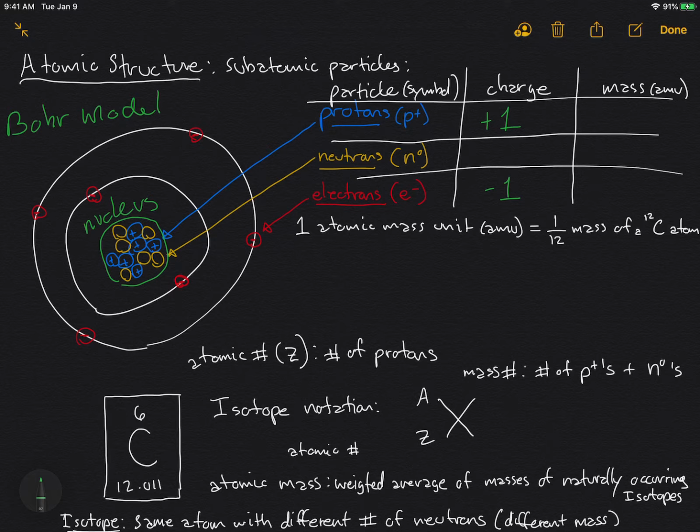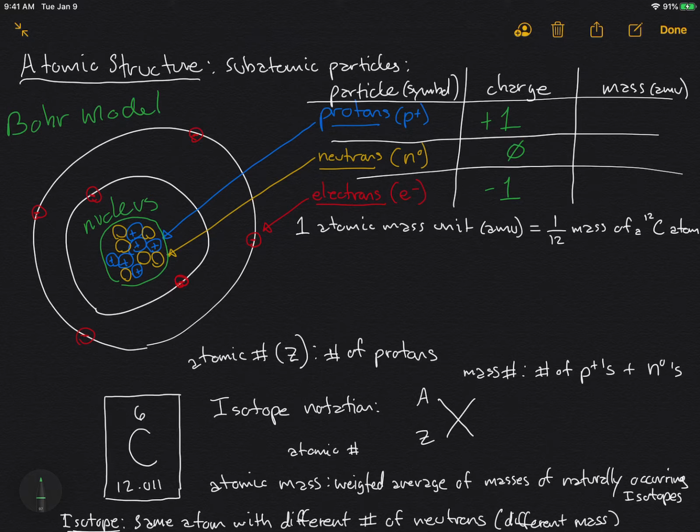The neutrons have no charge. They are also in the nucleus. So the neutrons don't have a charge. They have a net charge of 0, but they do have mass. So the protons and the neutrons make up the vast majority of the mass of the atom.